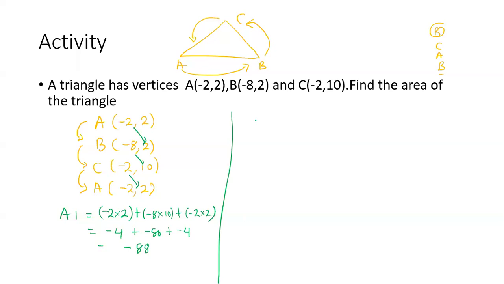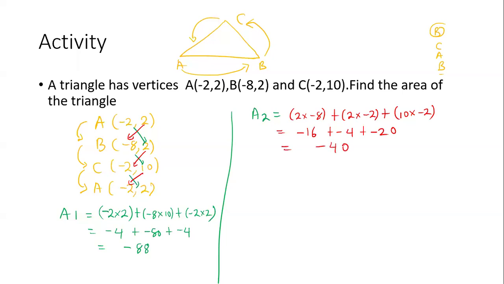Then after that, I get the second sum, which I am calling A2. So to obtain A2, still I do the same: this times this, which will give us 2 times negative 8, plus this times this, which will give us 2 times negative 2, plus this times this, which will give us 10 times negative 2. So this will give us negative 16 plus negative 4 plus negative 20. So this one will give us negative 40.